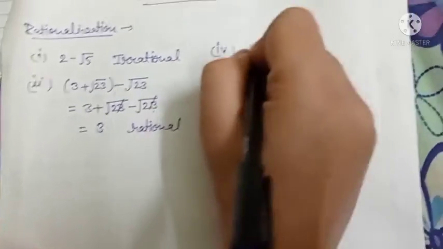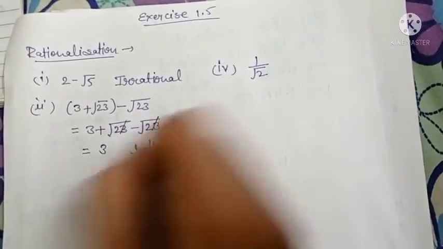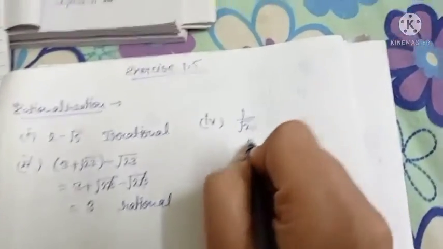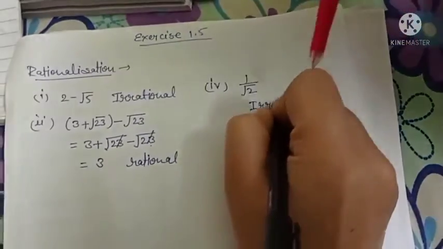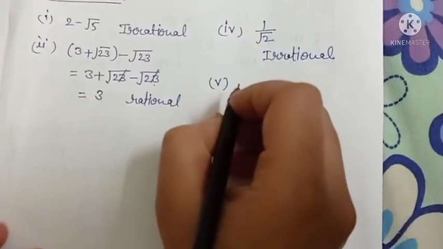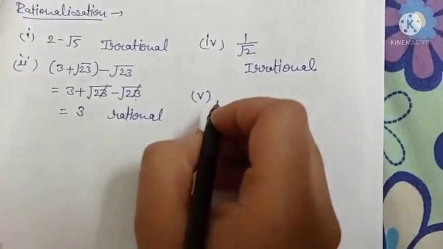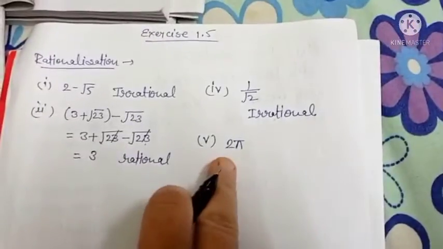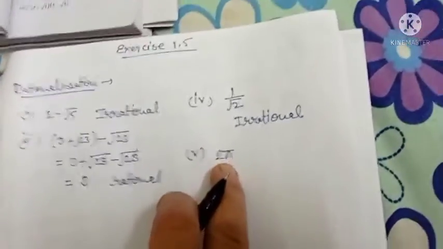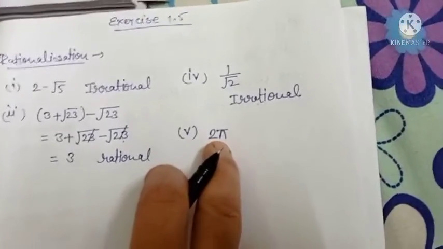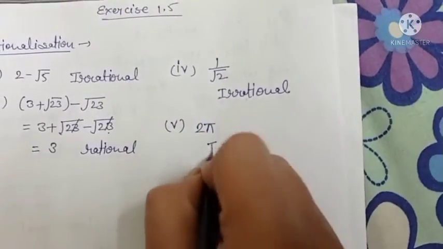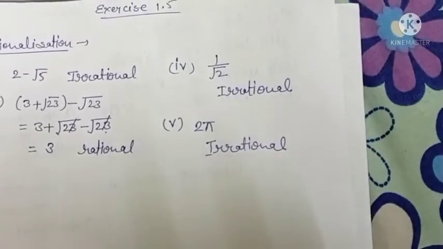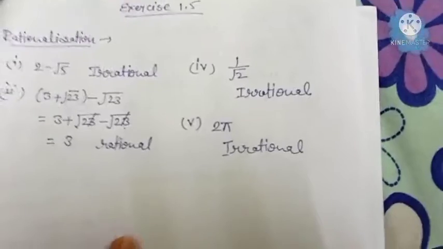Fourth is 1 upon under root 2. This is always an irrational number. Two pi. We know that pi is an irrational number and so this is also an irrational number. You have to do the rest on your own.